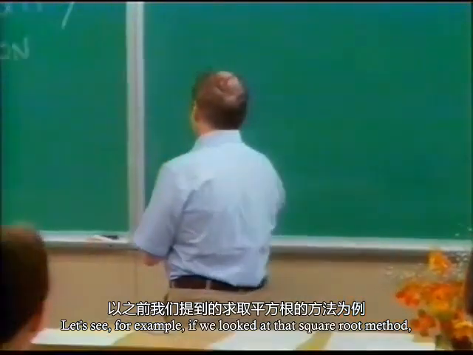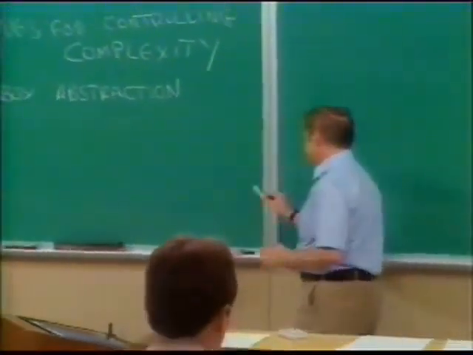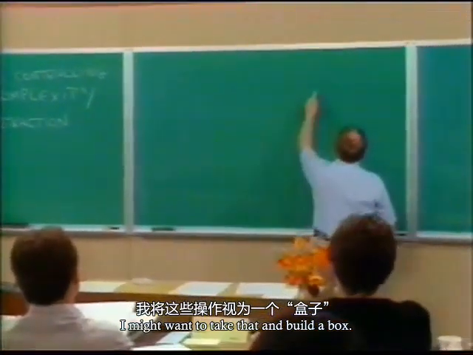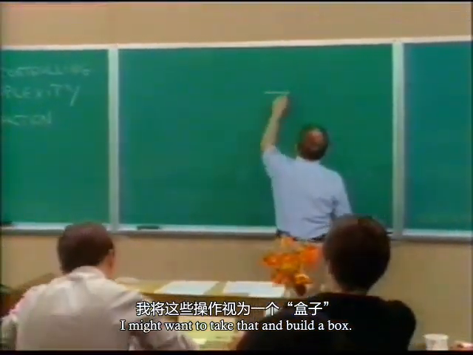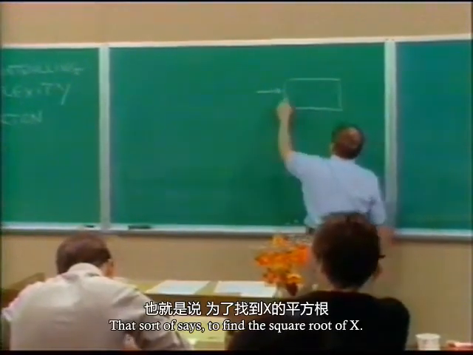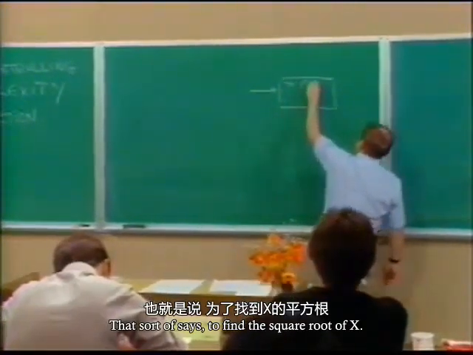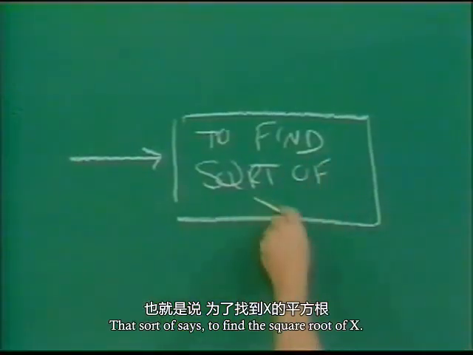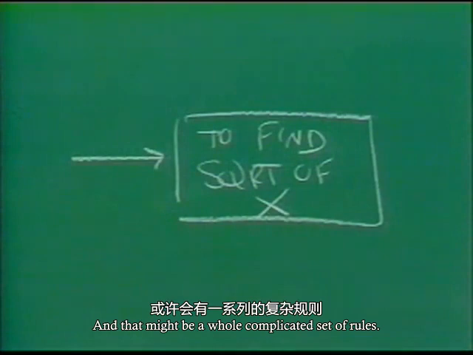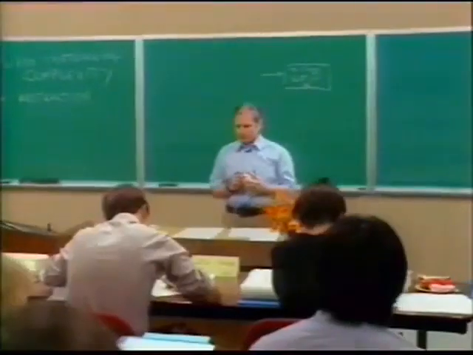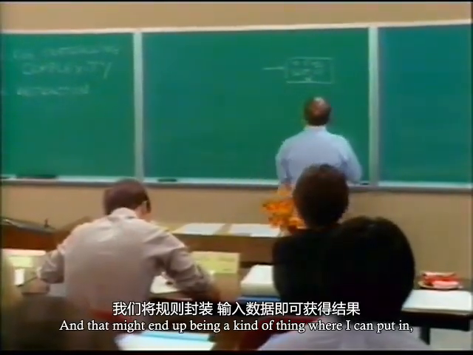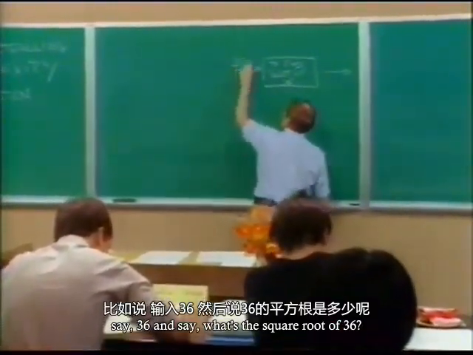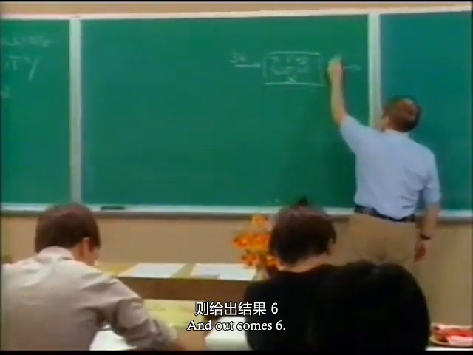Let's see, for example, we looked at that square root method. I might want to take that and build a box that sort of says: find the square root of x. And that might be a whole complicated set of rules. And that might end up being a kind of thing where I can put in, say, 36 and say, what's the square root of 36? And out comes 6.